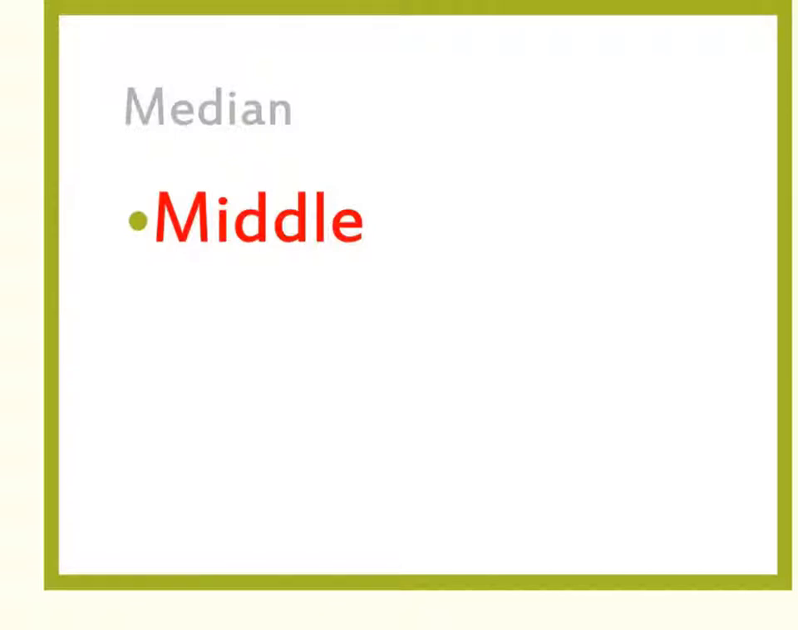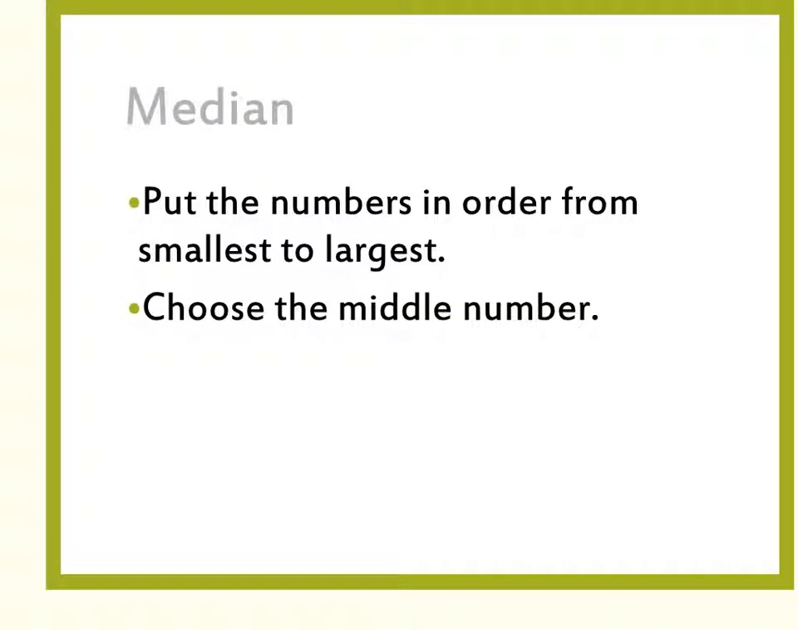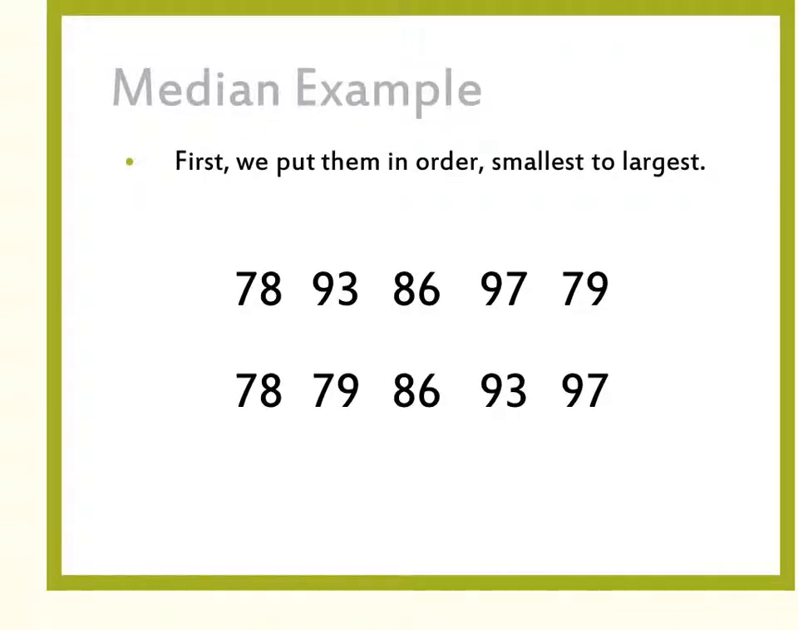Another example of an average is the median. Median means middle. To find the median, you put the numbers in the list in order from the smallest to the largest, and then you choose the middle number. In this example, we have 5 numbers: 78, 93, 86, 97, and 79. The first thing that we do is put them in order from smallest to largest. So here they are in order: 78, 79, 86, 93, and 97.